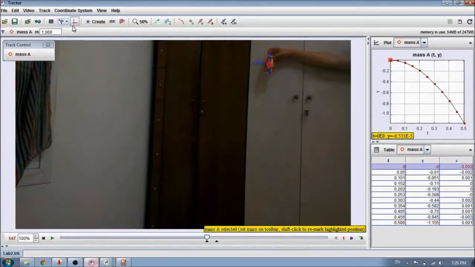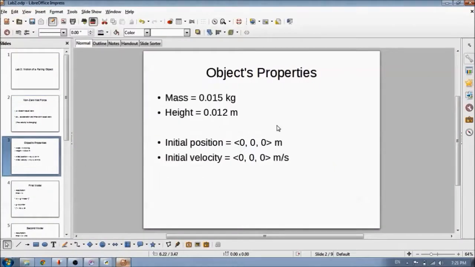I set the calibration stick as the height of the cup, which is 12 centimeters, and the coordinate system at the center of the cup, with the positive y-axis pointing up. Here's the video. And here are some of the object's properties. The mass is 15 grams, the height is 12 centimeters, and the initial position and the initial velocity are both 0.